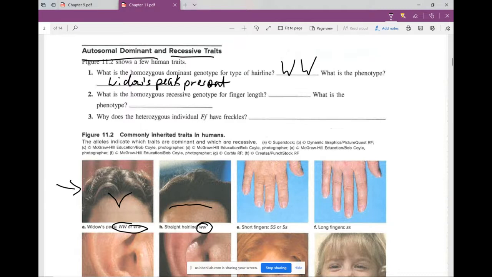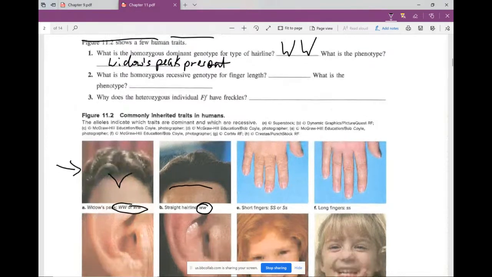What is the homozygous recessive genotype for finger length? Either you are a type of person that has short fingers, which happens to be the dominant condition, or long fingers, which happens to be the recessive condition. So you have little s, little s. What is the phenotype? Long fingers. The phenotype for the recessive genotype.